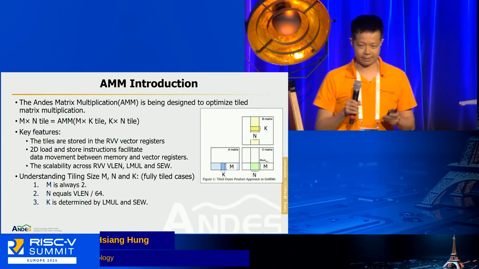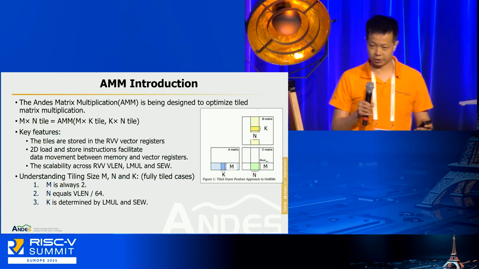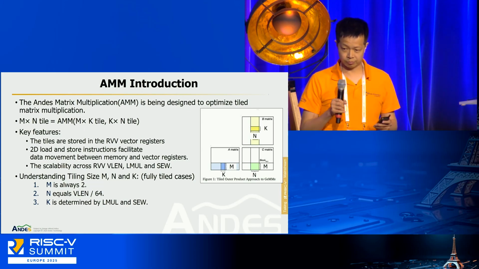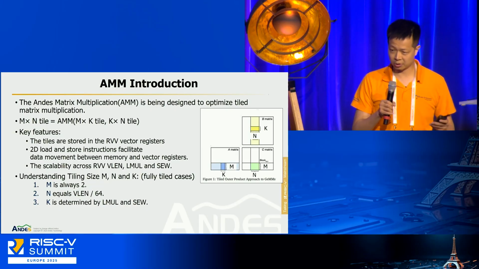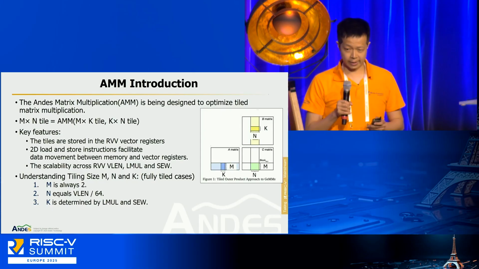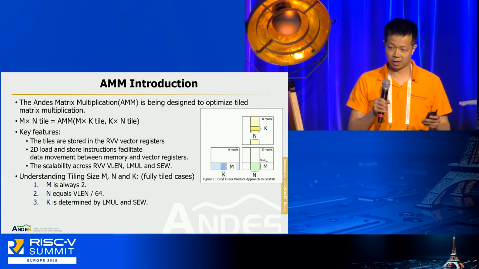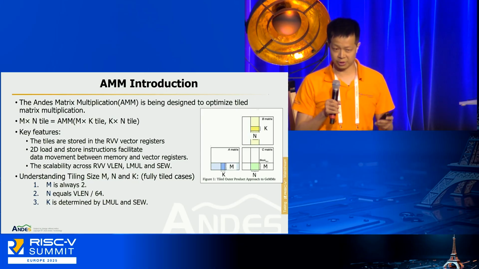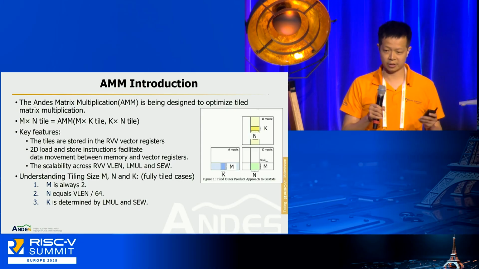So AMM is being designed to optimize tiled matrix multiplication. Look at the diagram. We break down the large matrices into smaller tiles. So AMM performs matrix multiplication on an m by k tile from the matrix A and a k by n tile from the matrix B. Then we produce an m by n tile in the matrix C.